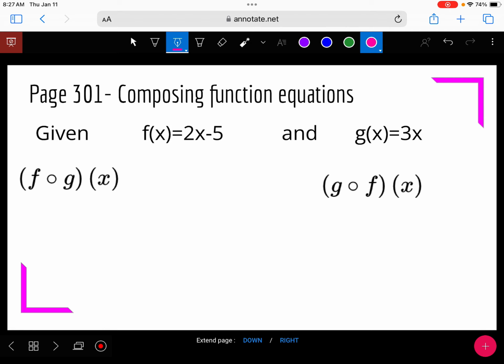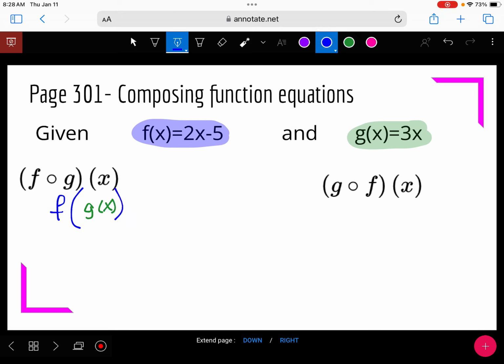So then what we're going to do is take two function rules here. So we're going to use equations. We're going to have f of x equals 2x minus 5, and we have that g of x equals 3x. And what we're going to do is exactly the same thing. We say, all right, it says f circle g down here, so that means we want f of g of x. So we're not putting in a number. We're just going to leave the letter in there.